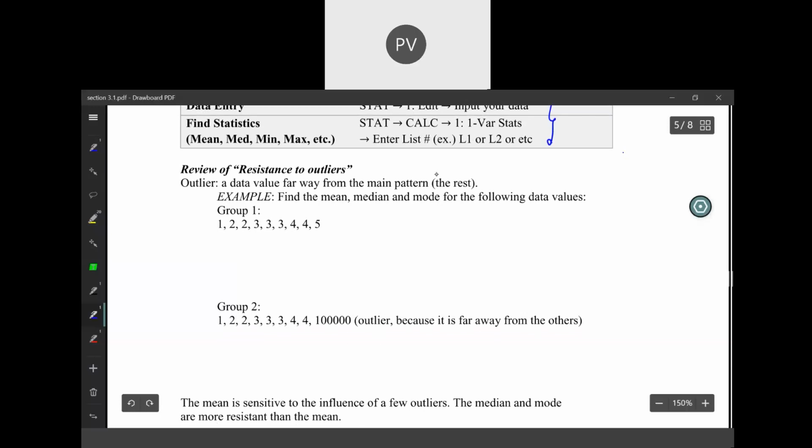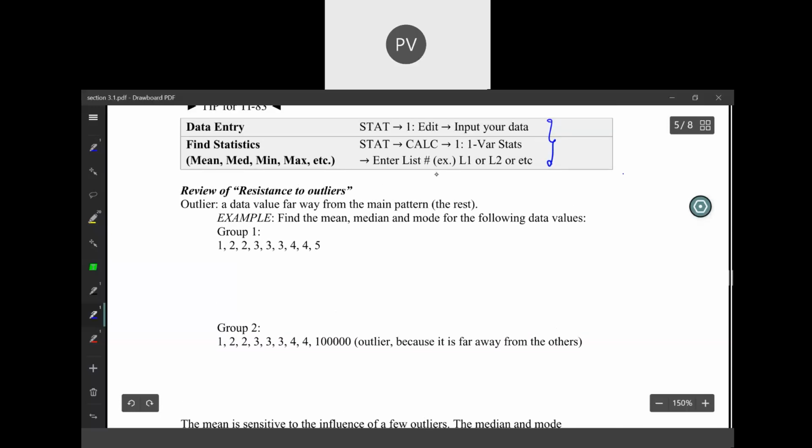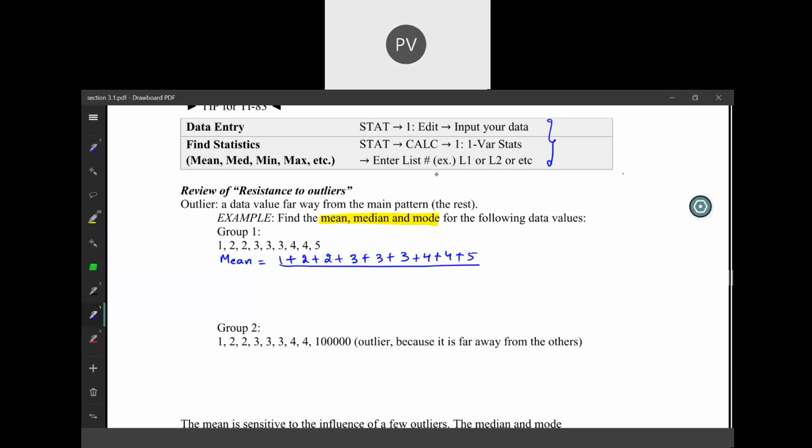Now we will do some examples here. Here they are asking us to find the mean, median and mode. What is mean? Sum of all the data values. So add all the data values, plus 3 plus 3 plus 4, divided by the total number of data values. It is 1, 2, 3, 4, 5, 6, 7, 8, 9. Divided by 9, we get the answer as 3.